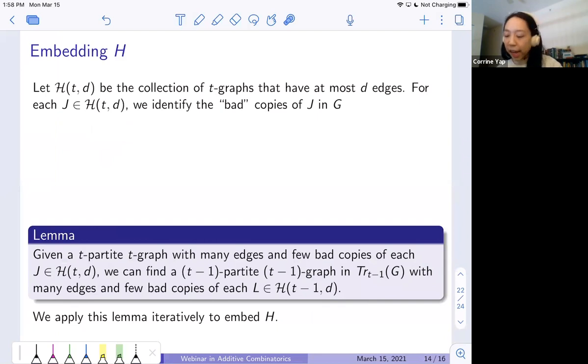that if we have a T-partite T graph with a lot of edges and few bad copies of these subgraphs, we can find a T-1 partite T-1 graph with a lot of edges and few bad copies of these subgraphs. So we can essentially iterate, and I'm being very vague here, I'm not including any of the numerics of it all. We can iterate until we find a place to embed our graph that avoids these bad copies of subgraphs. So that is the vague idea of what we did in this proof and how we were able to embed our partite R graph piece by piece.